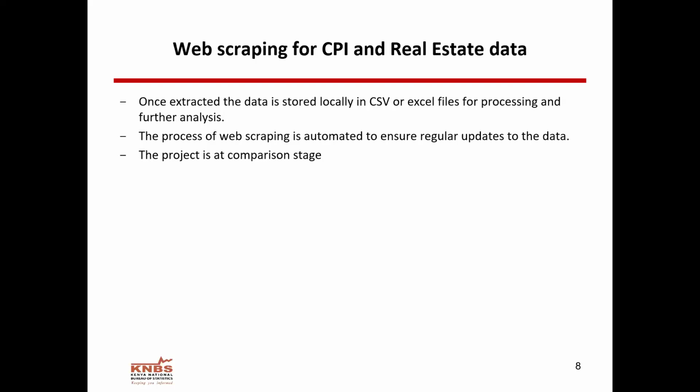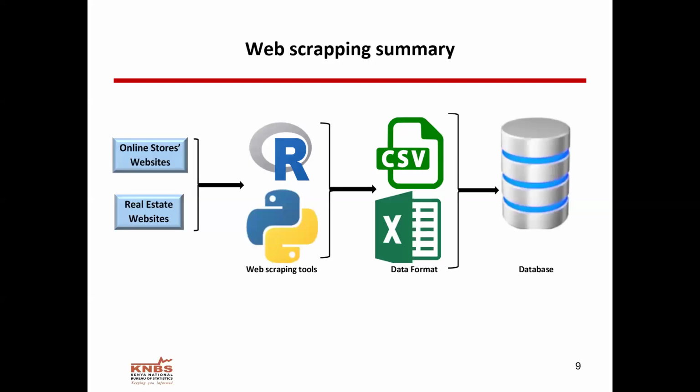So the project is at the comparison stage for CPI, whereby we are comparing the outcome from web scraped data and also the traditionally collected data. Next slide. This is a summary of web scraping. So we identify the online store websites and real estate websites we want to scrape from, and using R and Python, we are able to extract data in CSV or Excel format, and we store that data in a database for processing. Next slide.